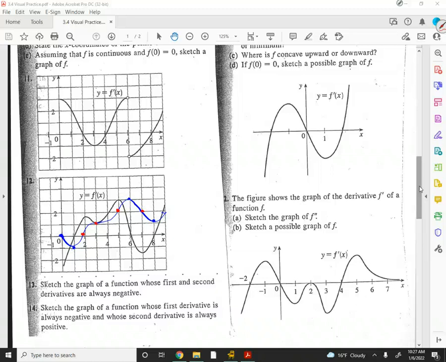You ready to hear intervals? Okay, increasing 1 to 6 and 8 to 9. Decreasing 0 to 1, 6 to 8. A max at x equals 6. A min at x equals 1 and x equals 8. It's concave up from 0 to 2, 3 to 5, 7 to 9. And it's concave down 2 to 3, 5 to 7. And then points of inflection at 2, 3, 5, and 7.